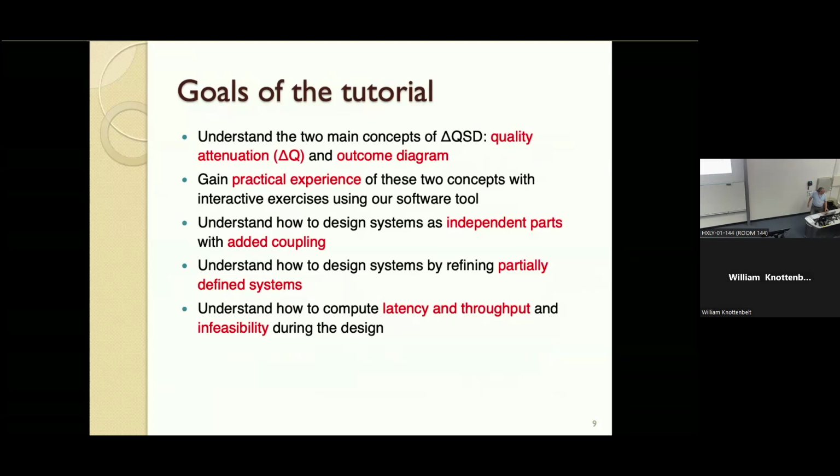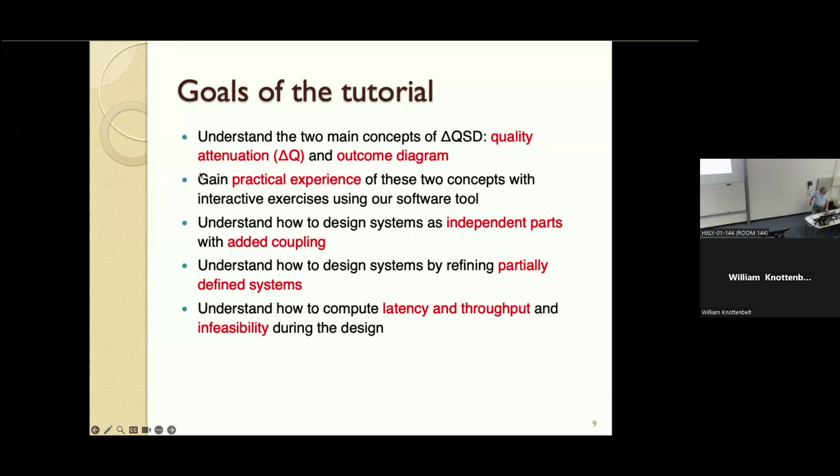Okay. So what are the goals of this tutorial? Well, we want to present the 2 main concepts underlying DeltaQSD, which we call quality attenuation, or DeltaQ. This will be shown as a form of CDF of latency, but it's a general concept where perfection is not attained and there is something lost. And the second concept is called the outcome diagram. This is basically a causal graph of the relationship between the different things that a system is doing.